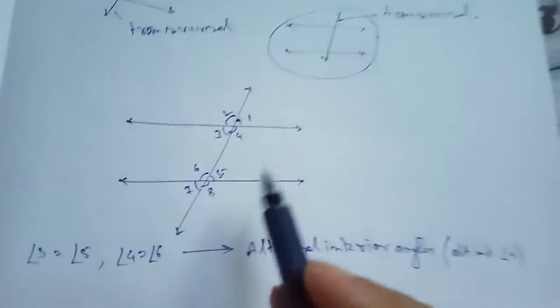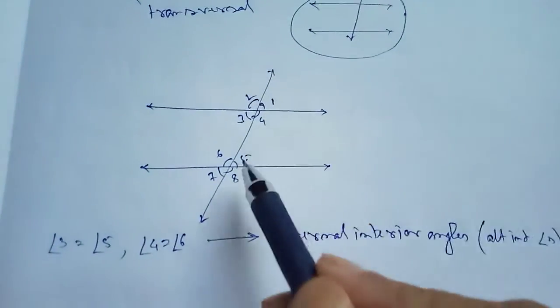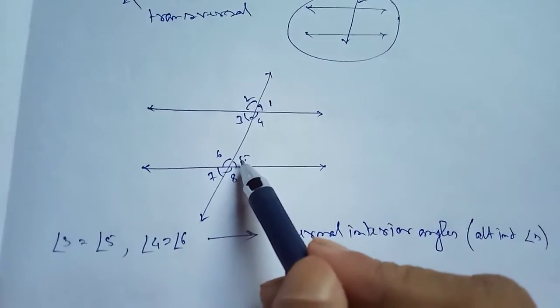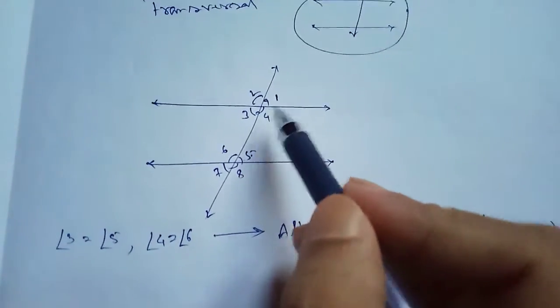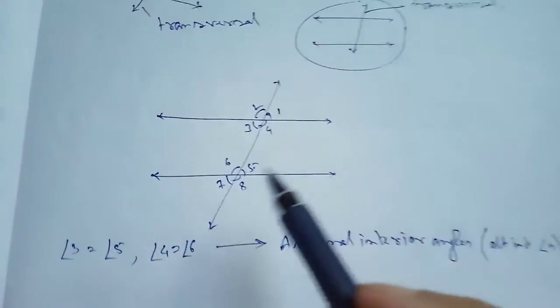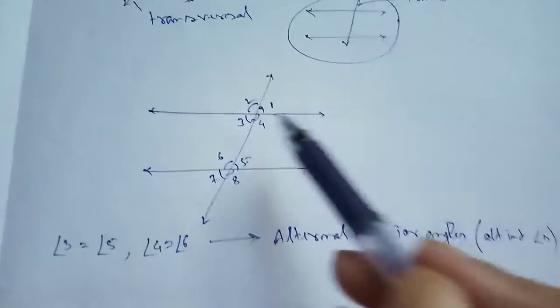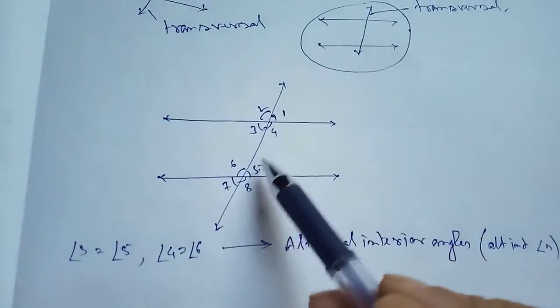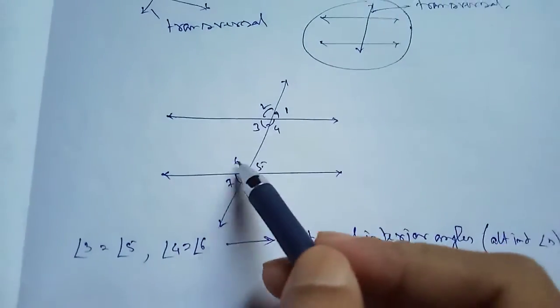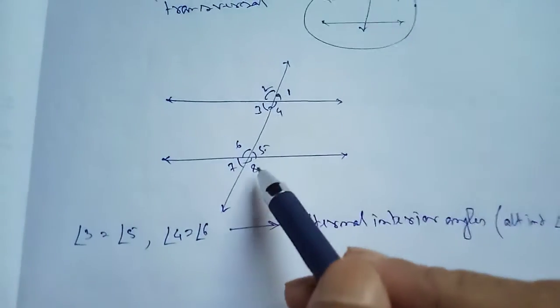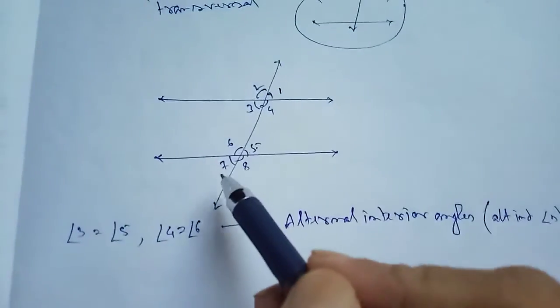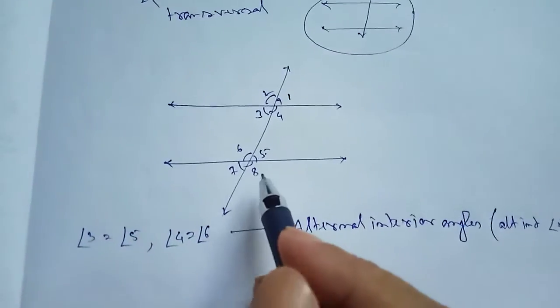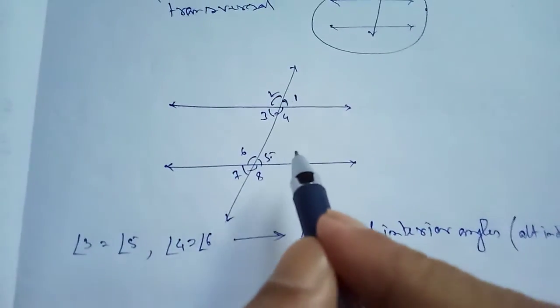Okay, another relation. Again, angle 1, angle 5: these are what you got in congruence, similar, corresponding. These are called corresponding angles. Angle 1, angle 5, similar type. Angle 2, angle 6, similar type. Angle 4, angle 8, similar type. Angle 3, angle 7, similar type. These are called corresponding angles, and corresponding angles are also equal.